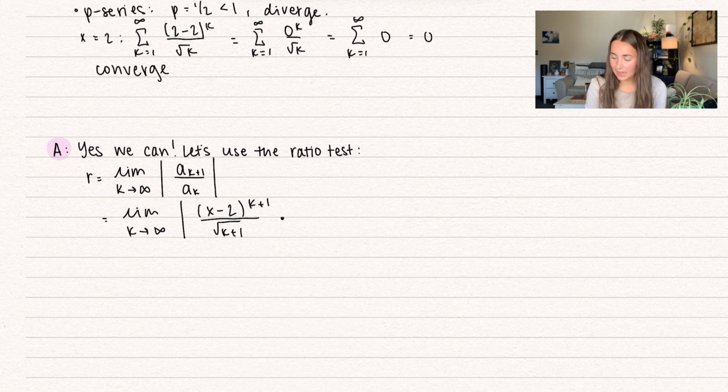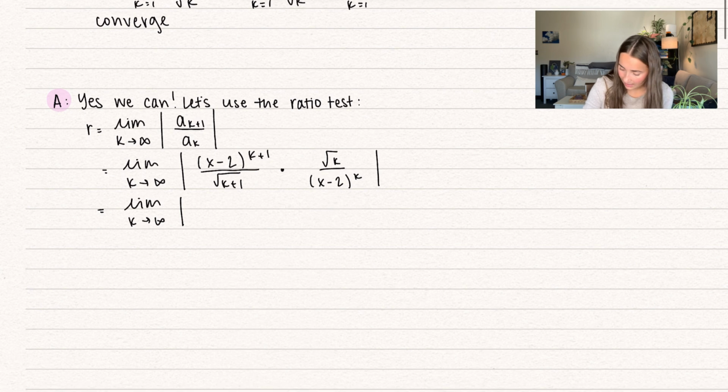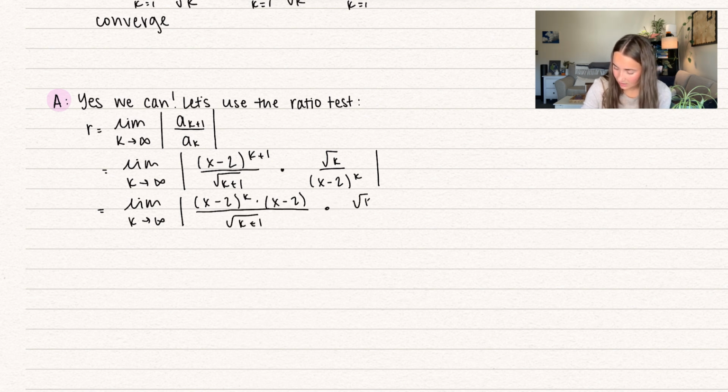And instead of dividing, I'm just going to go ahead and multiply by the reciprocal, that's going to be the square root of k, divided by (x minus 2) to the k. So let's go ahead and simplify this. We get the limit as k approaches infinity of (x minus 2) to the power of k times (x minus 2), right? I just went ahead and split that up, divided by the square root of k plus 1, times the square root of k over (x minus 2) to the power of k.